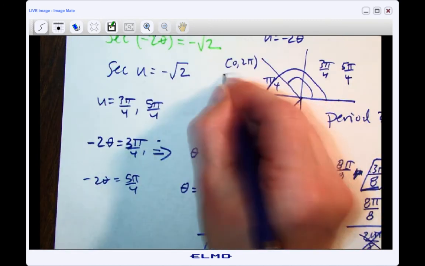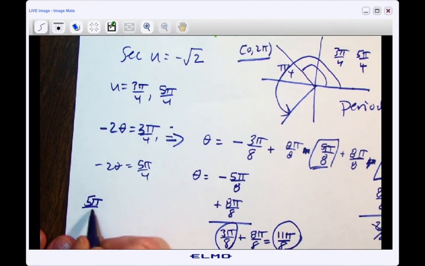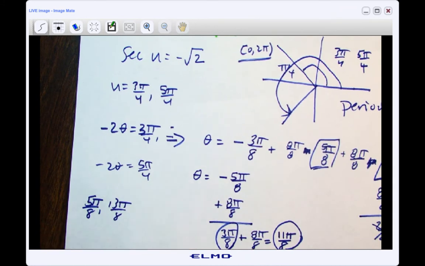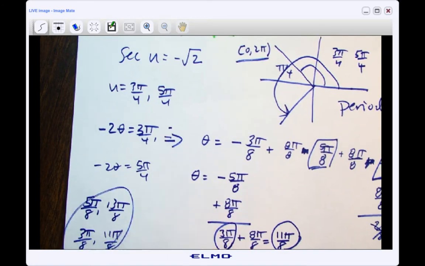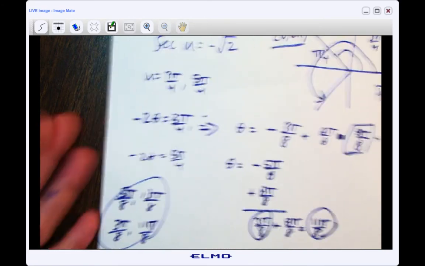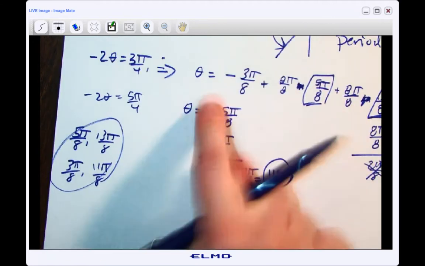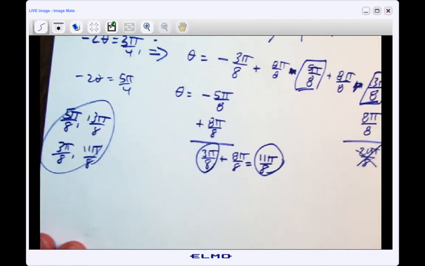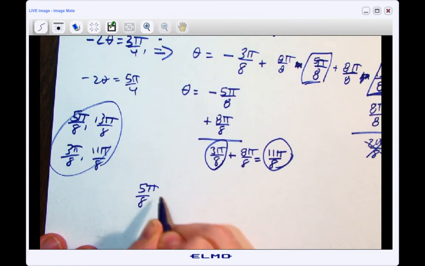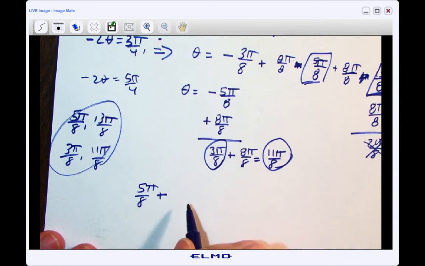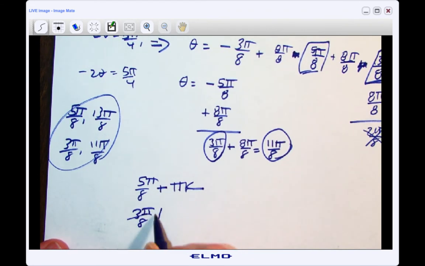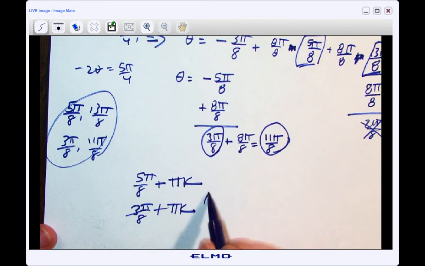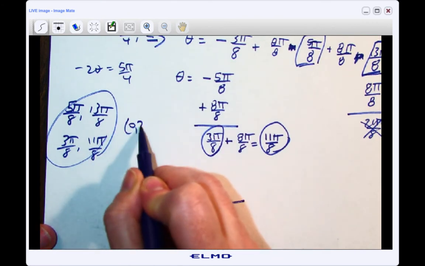So if we're just doing between 0 and 2 pi, we have 5 pi over 8. And what was the other one that we had there? 13 pi over 8. Then we had 3 pi over 8 and 11 pi over 8. Those are my 4 solutions. And if I'm doing all of them, then I'm just going to write the little expression that describes what we just did here to find all those angles. We did 5 pi over 8 plus pi and 3 pi over 8 plus pi. Right, so this would be all, and this would be between 0 and 2 pi.